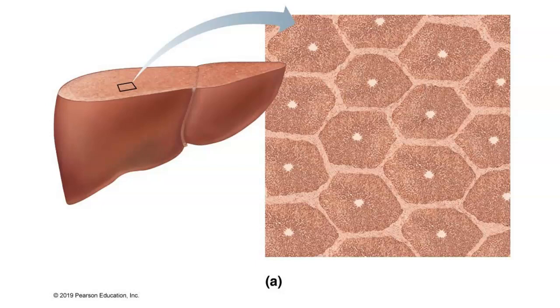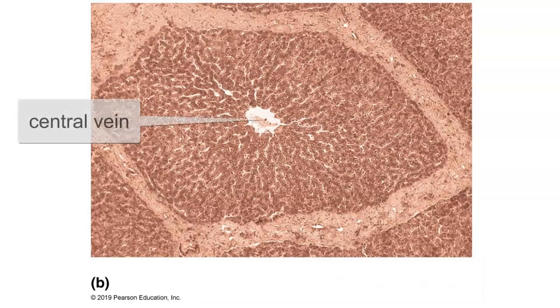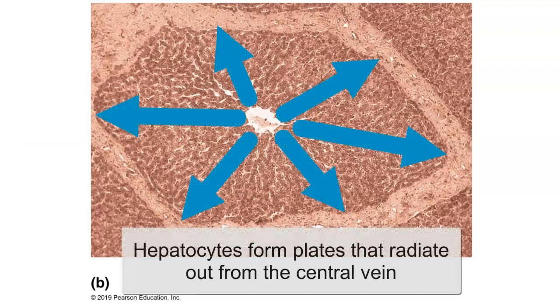So this is a cross-section through a number of lobules. This is a higher magnification of a cross-section through a single lobule. That hollow center is where the central vein is located. So there is a central vein inside of each lobule, and then the cells that make up the lobule, the liver cells, are called hepatocytes, and the hepatocytes are arranged so that they radiate out from that central vein.